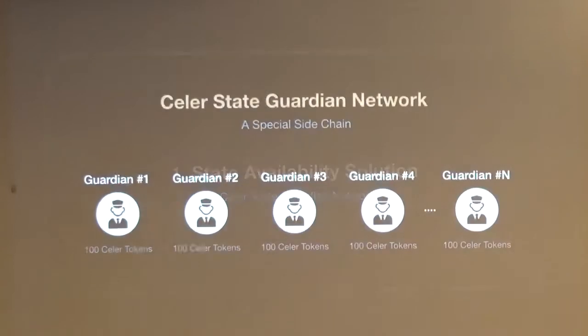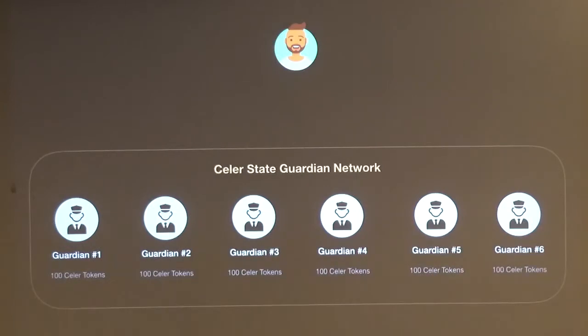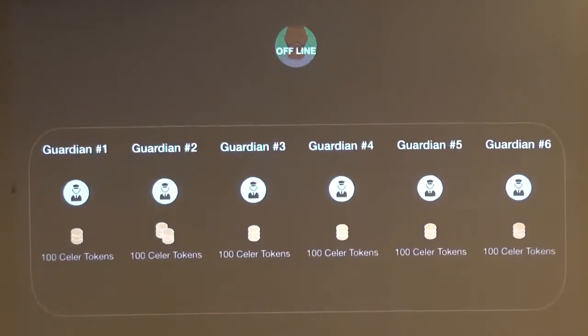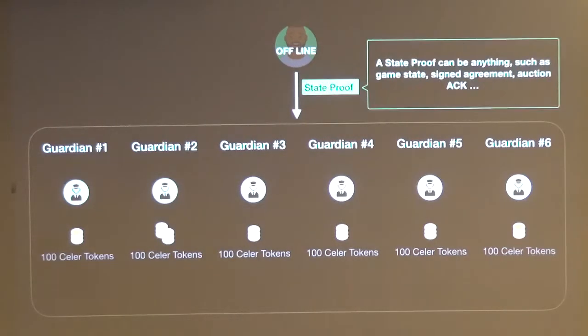So how do we solve this? We propose something called the State Guardian Network, which is a special kind of sidechain with plasma-like semantics. You stake your Celer token into this State Guardian Network sidechain and become a State Guardian. And when the user goes offline, or when the user periodically wants to checkpoint the state, the user will just submit the state proof to this State Guardian Network, actually a hash of the state proof. And a state proof here can be really anything.